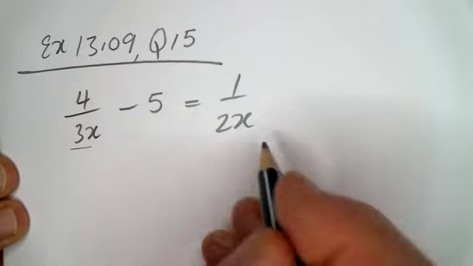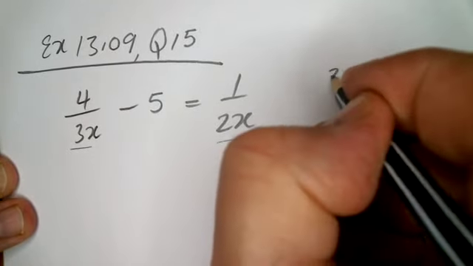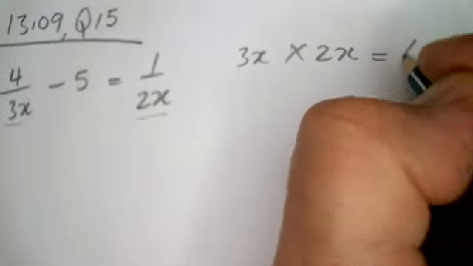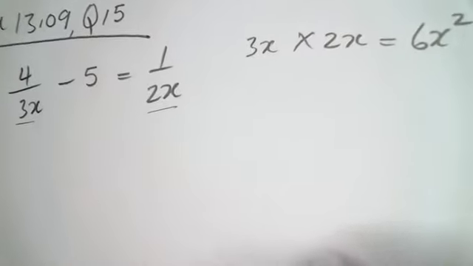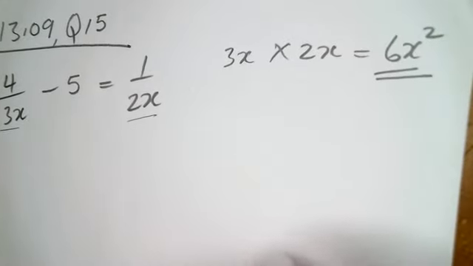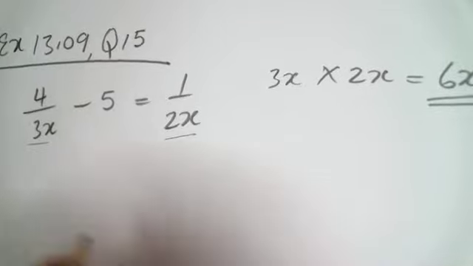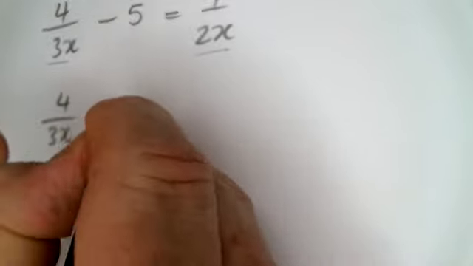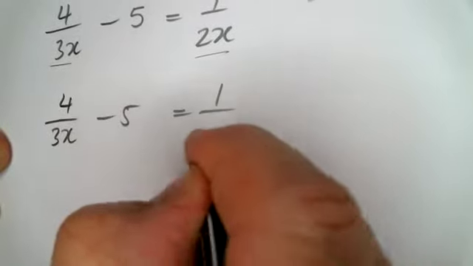Well, I got a 3x and a 2x. So if I said 3x times 2x, I would get 6x squared. So if I multiply everything by 6x squared, I would get rid of the denominator. Let's have a look. So I'm going to restate it. So here we are. We've got 4 on 3x minus 5 is equal to 1 on 2x.